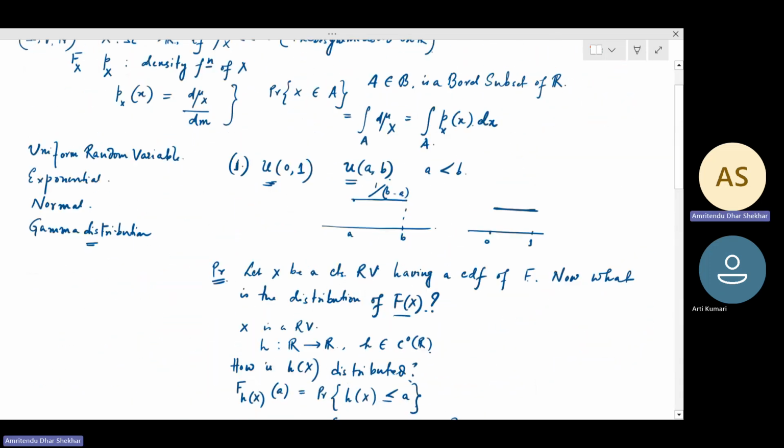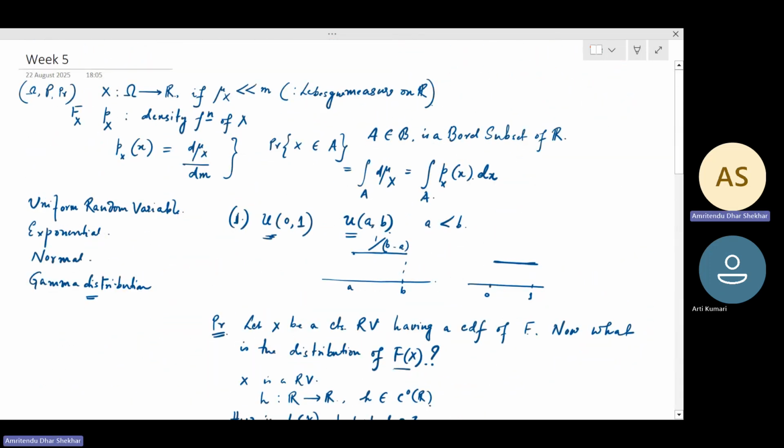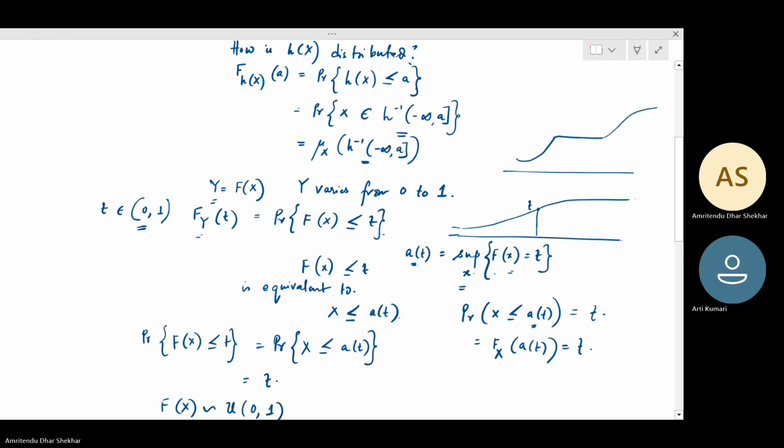Okay, so this is all about the uniform random variable. Now I'm going to talk about, let's say, the exponential random variable.